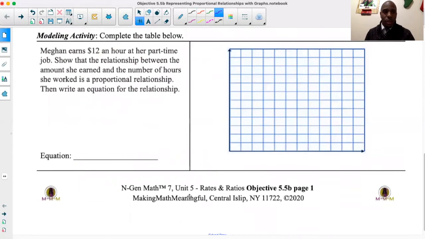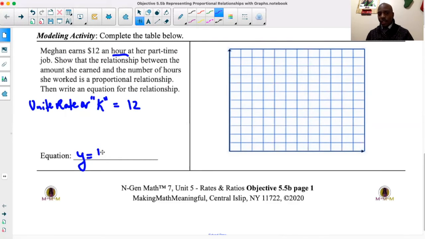First, we want to talk about Megan. We've got to understand what her equation is. Megan earns $12 an hour. Since it says $12 an hour, hour being singular, this is your unit rate, or your constant, which is equal to 12. So my equation has to be Y is equal to 12X.